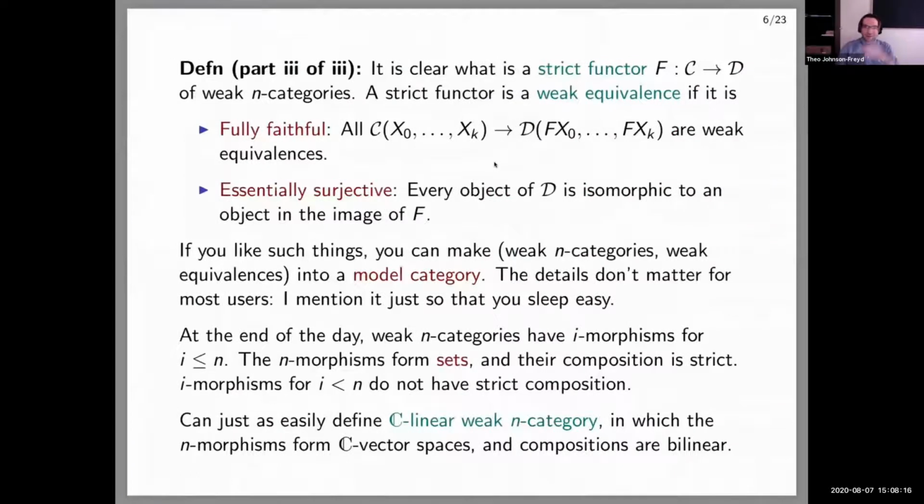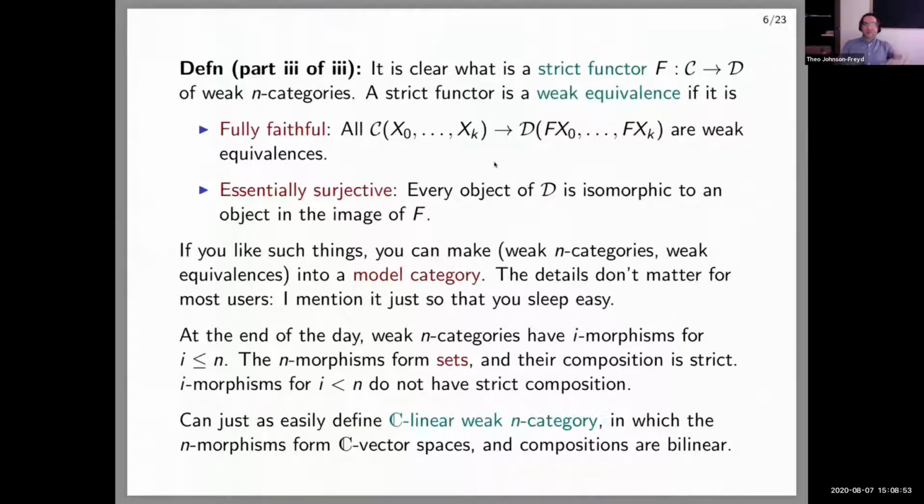Well, it's totally obvious what a strict functor is. It's just a map on objects to objects and strict functors on their spaces of morphisms. Strict functors are not the right thing to use, but you can write them down. And then you define a weak equivalence to be a strict functor which is fully faithful and essentially surjective. The notion of fully faithful requires that you know what weak equivalences are of n-1 categories. But this is the beauty of the definition. To define an n category, you have to know everything about n-1 categories. But you don't have to know anything about n categories until you're trying to define n category.